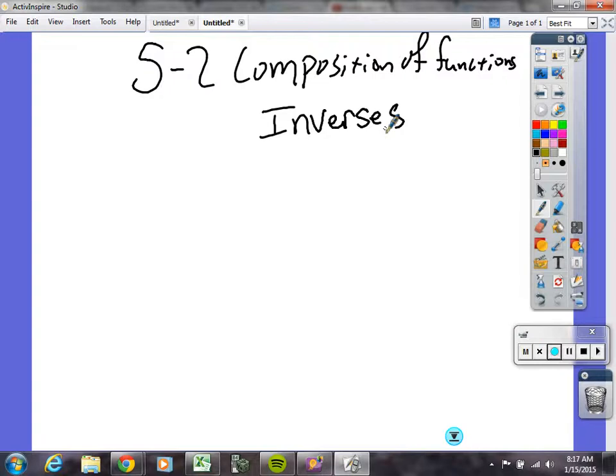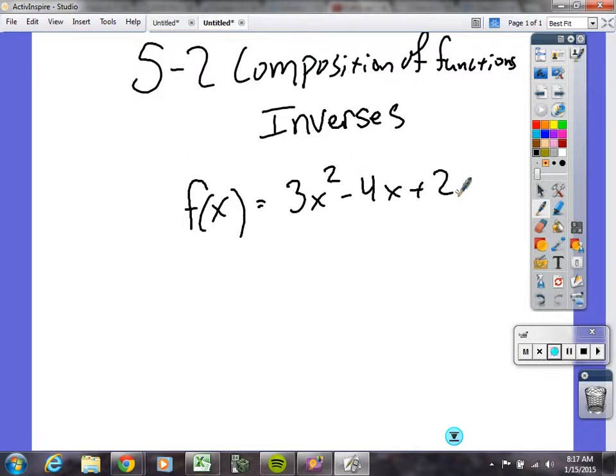Decomposition of functions and inverses as well. Okay? It has some similarities to what we did in the past. I'm going to start with something we did yesterday first. So I'm going to start with a function f of x, and let's say that is 3x squared minus 4x plus 2.